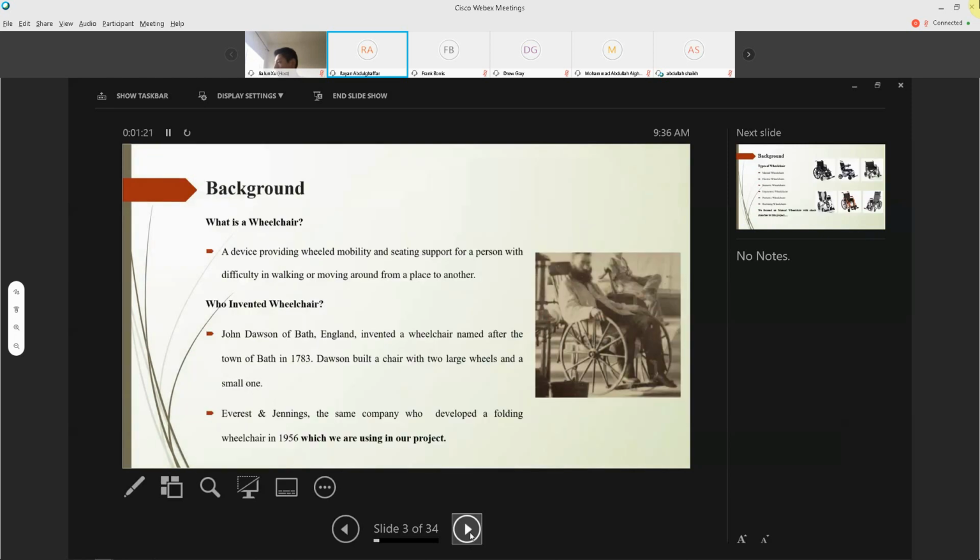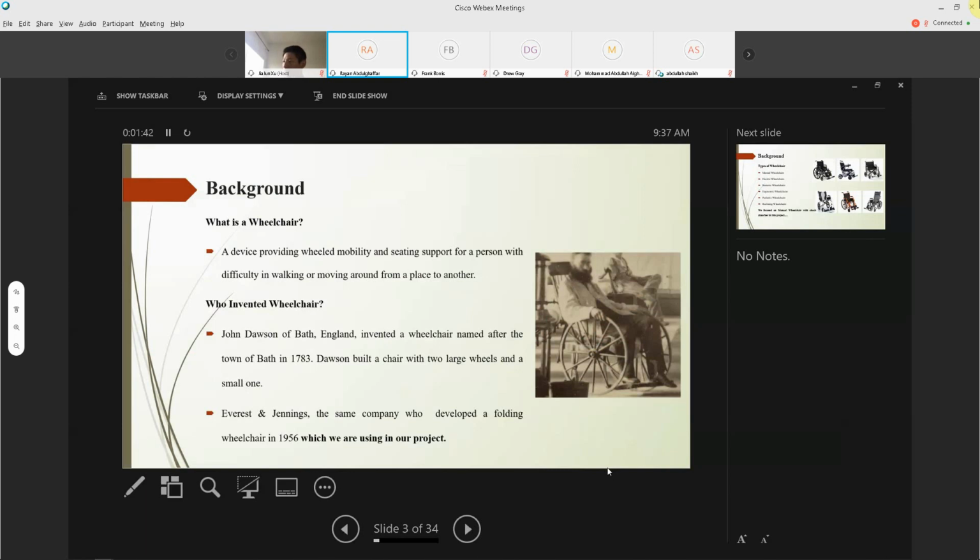as everyone knows, the wheelchair is a device that provides wheeled mobility for people with difficulty in walking or moving from one place to another. 75 million people need a wheelchair every day. The wheelchair is one of the most widely used assistive devices for improving and promoting physical mobility.